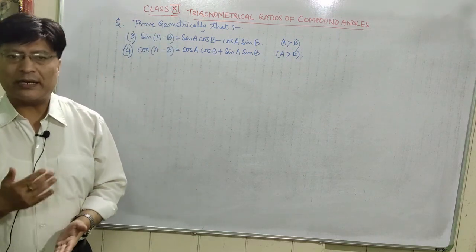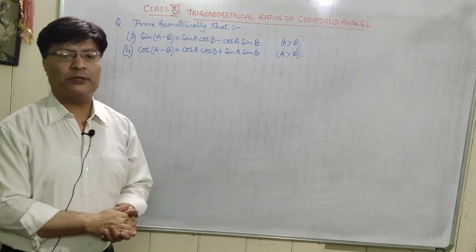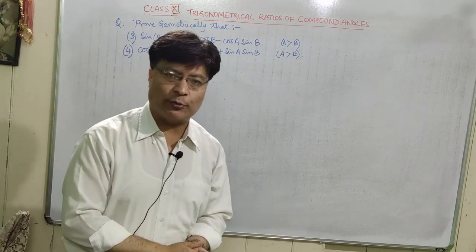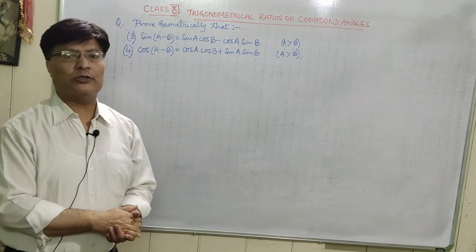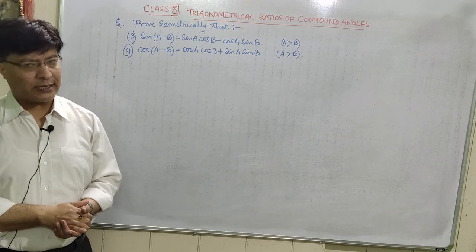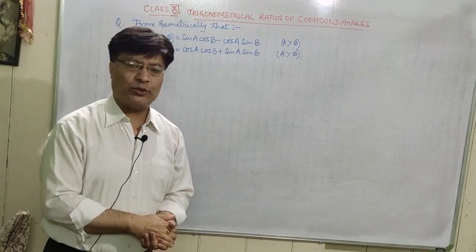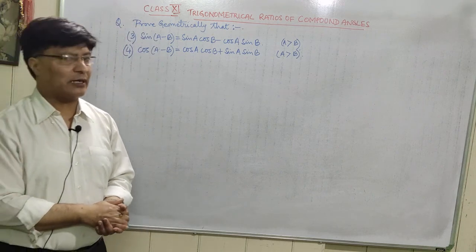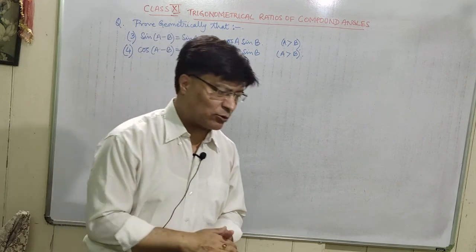In the last online class we did some formulae and we proved the first two formulae geometrically. Number one was we proved sine of A plus B is equal to sine A cos B plus cos A sine B, and the second one was cos of A plus B, which is equal to cos A cos B minus sine A sine B. So I think you have understood it, so you have practiced it at home.